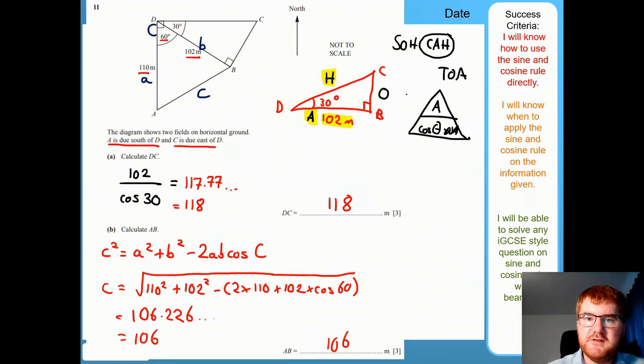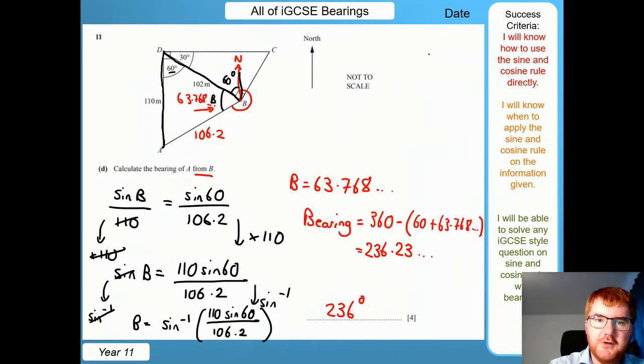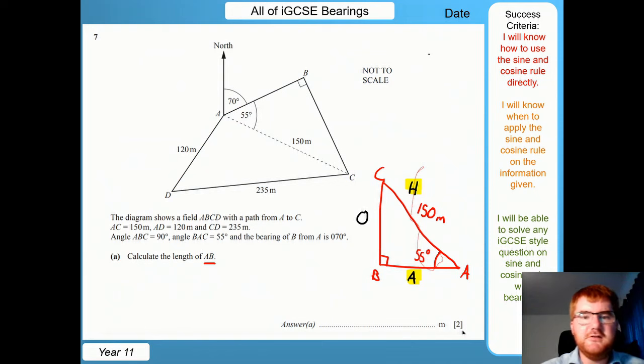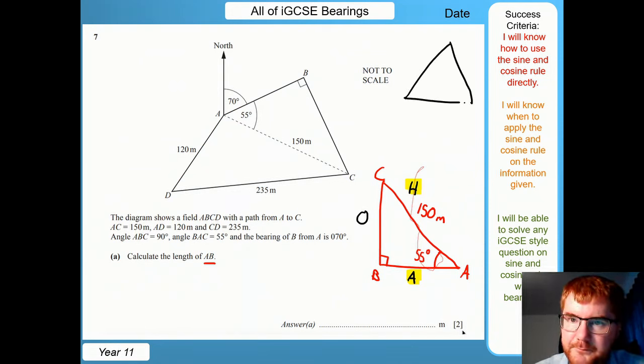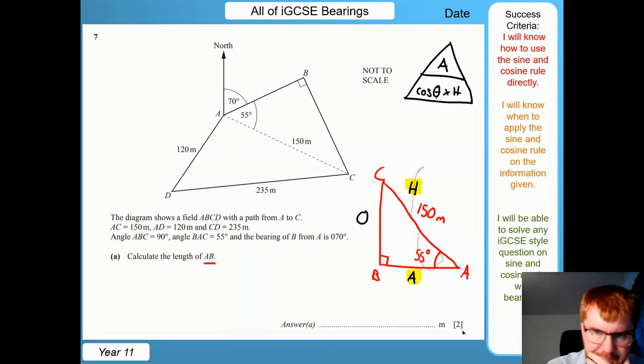With the formula triangles, it's exactly the same idea, A and H, so that's why we're using cosine. And it's building on the skills that you've looked at so far. So if we use our formula triangle of cosine, so cos theta times H, A. Now this time, we're actually looking for the adjacent. So let's cross it out. So that gives us the calculation we need to do here.